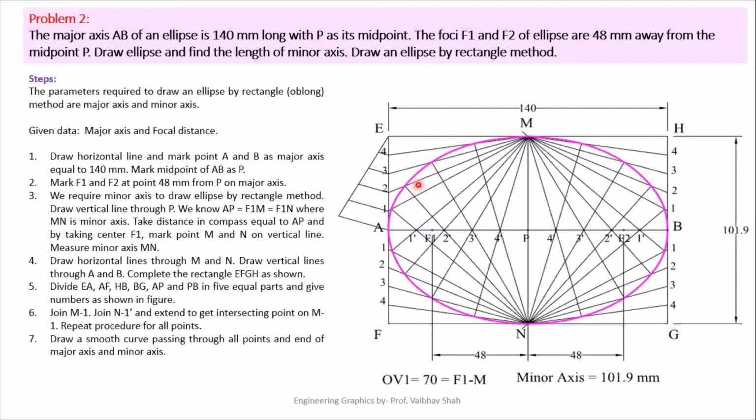After getting this intersection point, try to join these points by a smooth curve. You will be having this quarter of your ellipse. And after getting the points, you must specify the points here, P1, P2, P3, P4, and here you can, if you want, then P5.